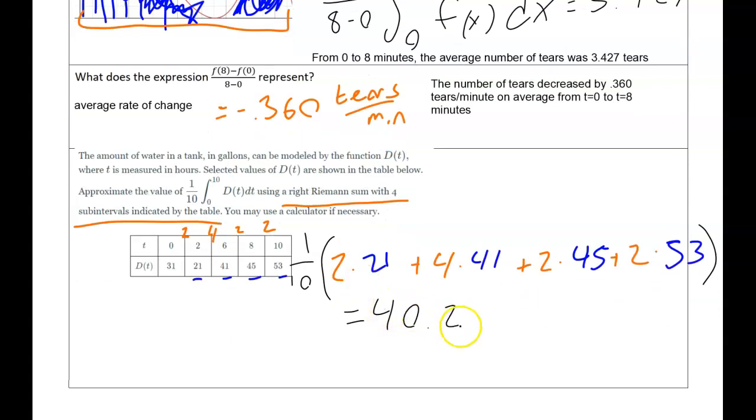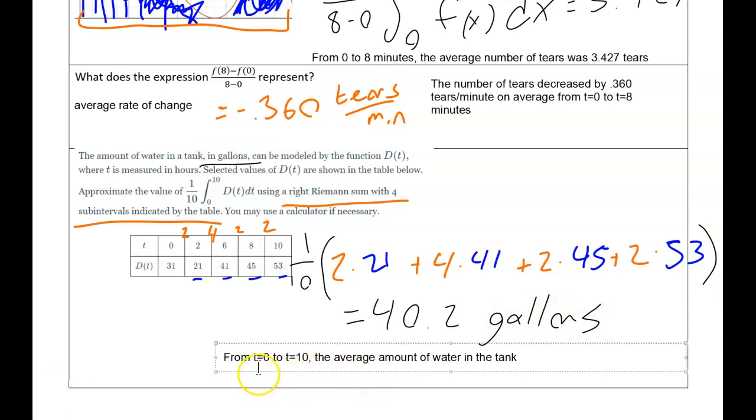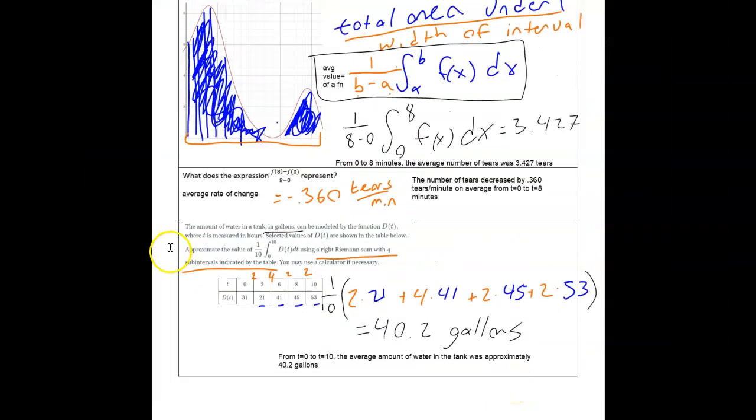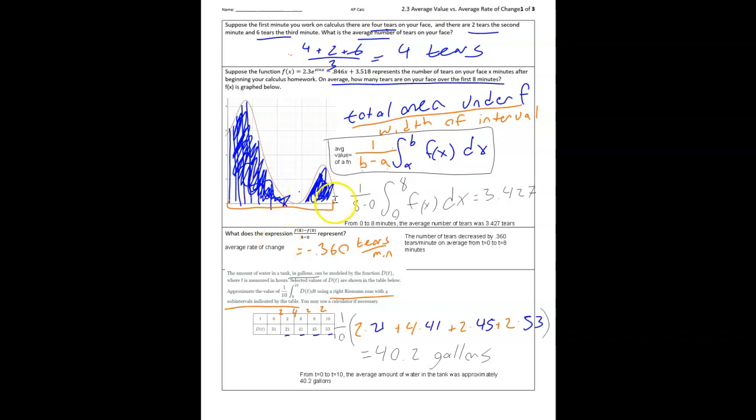So here's my solution, 40.2, and my units are going to be gallons because gallons is in the text. And then my noun unit time interpretation: my time is from t equals 0 to 10. My noun is the average amount of water in the tank because we started with water in the tank. And I'm going to throw in this word approximately because I estimated using a Riemann sum: approximately 40.2 gallons. And that is it. So we're doing several things here: average value, average rate of change, and some problems involving estimates from tables.